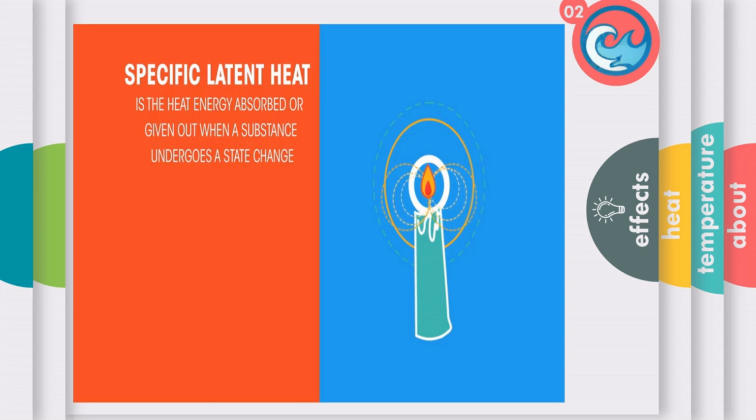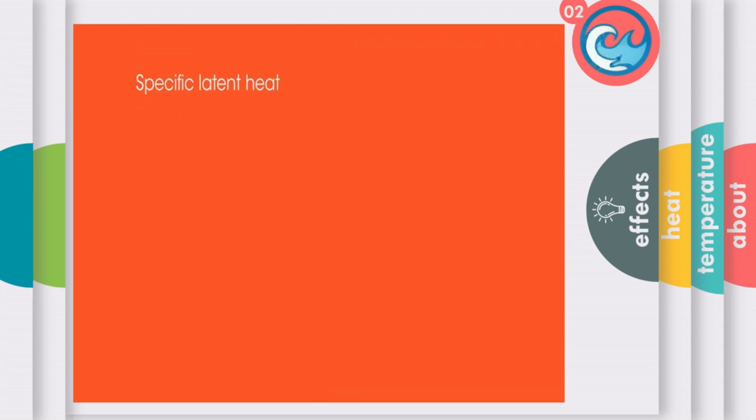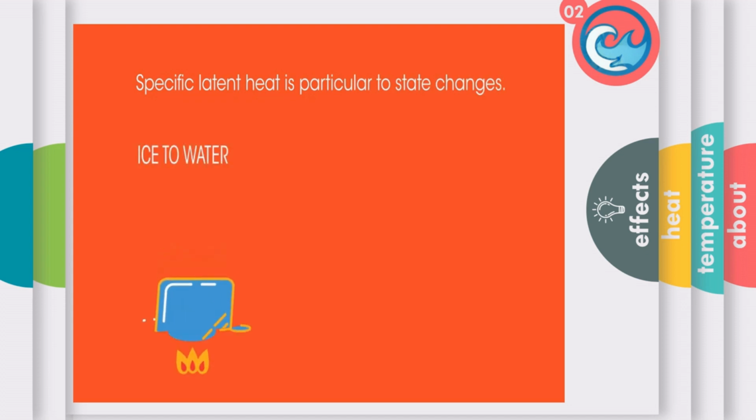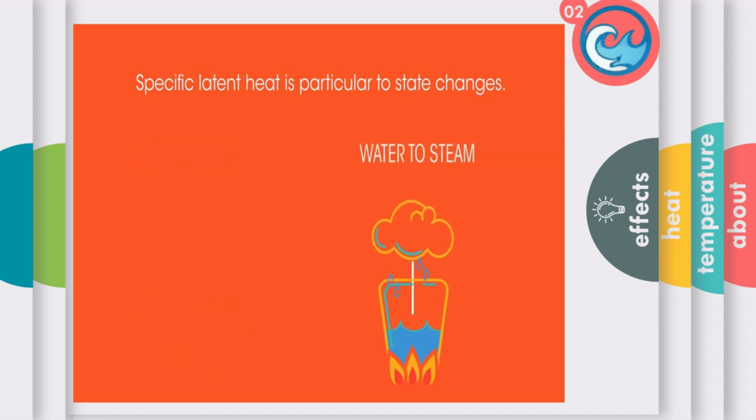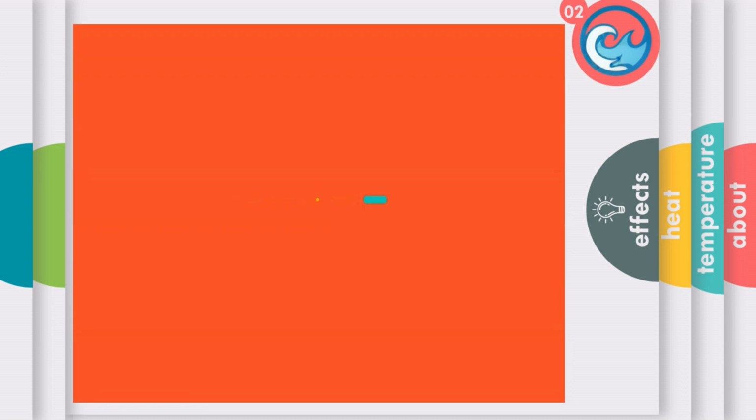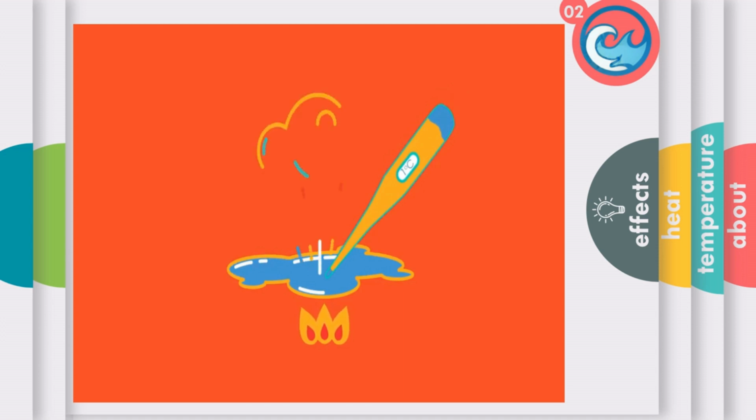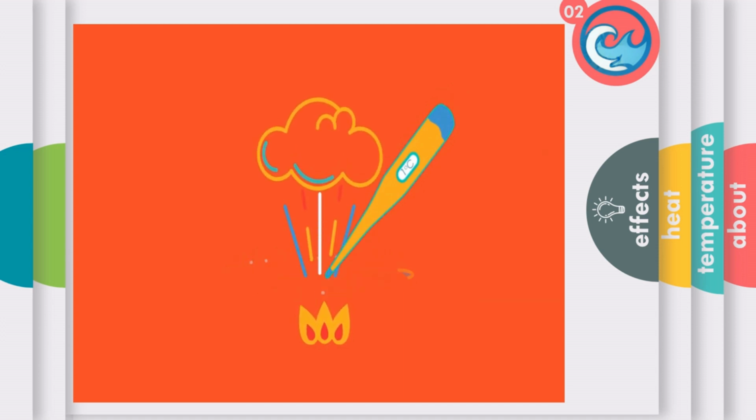There are two key things to remember. First is specific latent heat is particular to state changes. So the specific latent heat to change ice to water is different to change water to water vapor. Second is that there is no change in temperature during the change of state. It remains constant. The temperature will only change once the state change has completed.